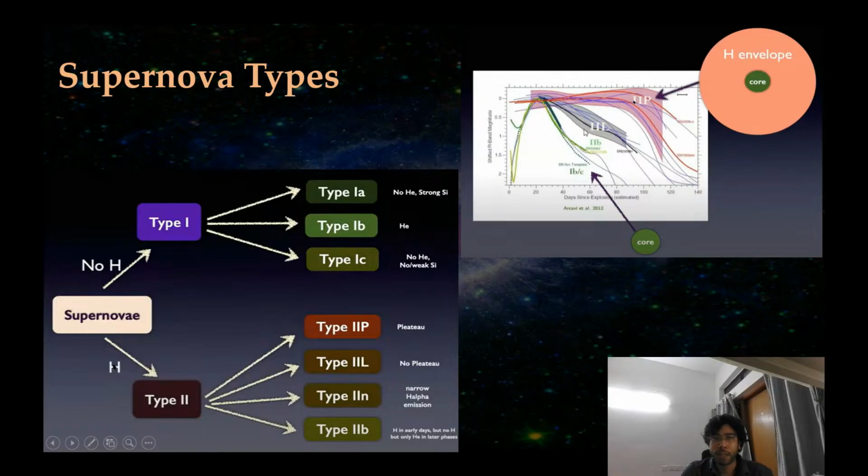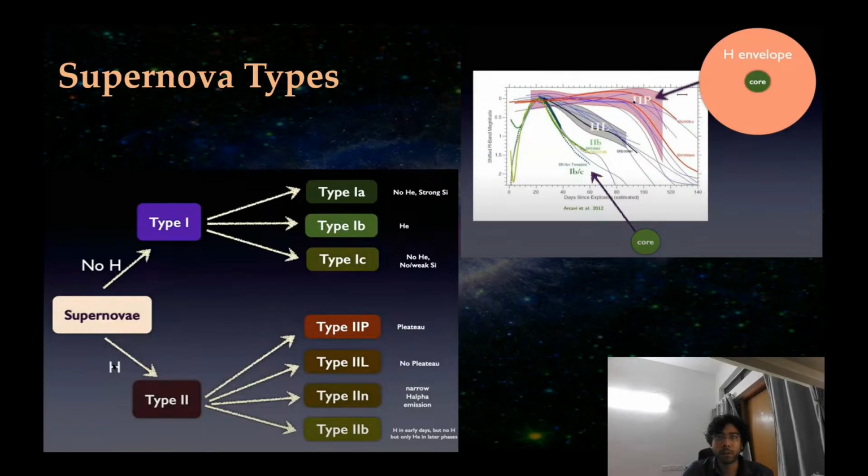Similarly, type 2L has no plateau, right? So you see there is a decrease. It has a sudden burst of release of energy, and then suddenly it decreases. This is type 2L, right? Then type 2B and type 2N. Type 2N has a narrow H alpha emission line. In other cases, they have broad H alpha emission lines.